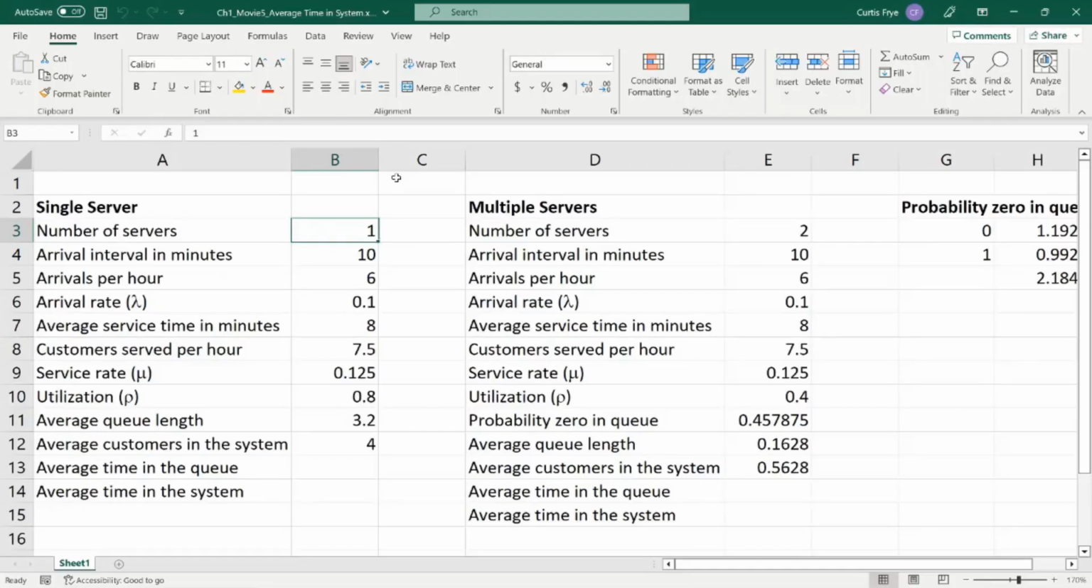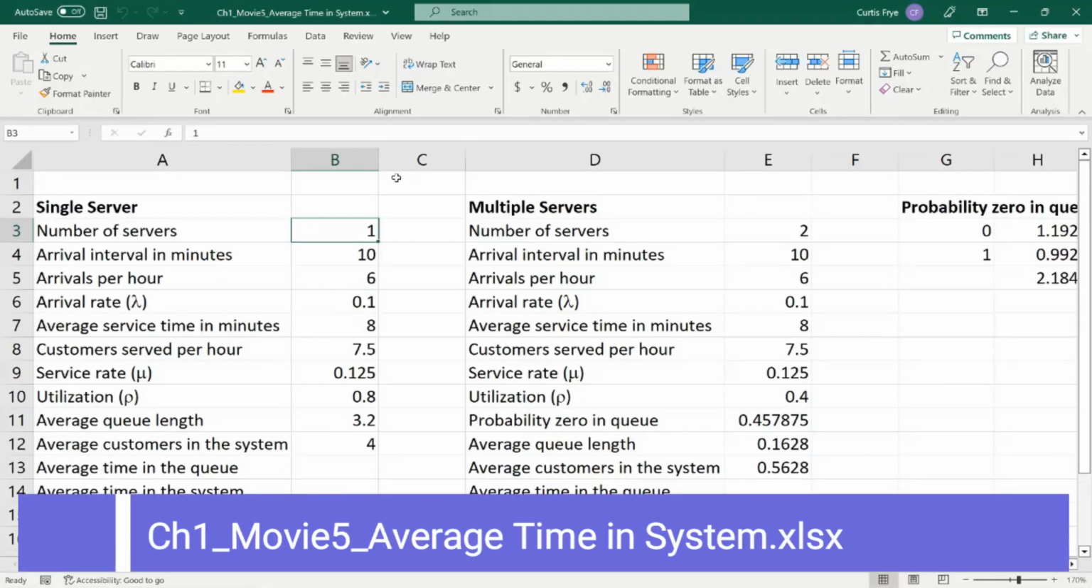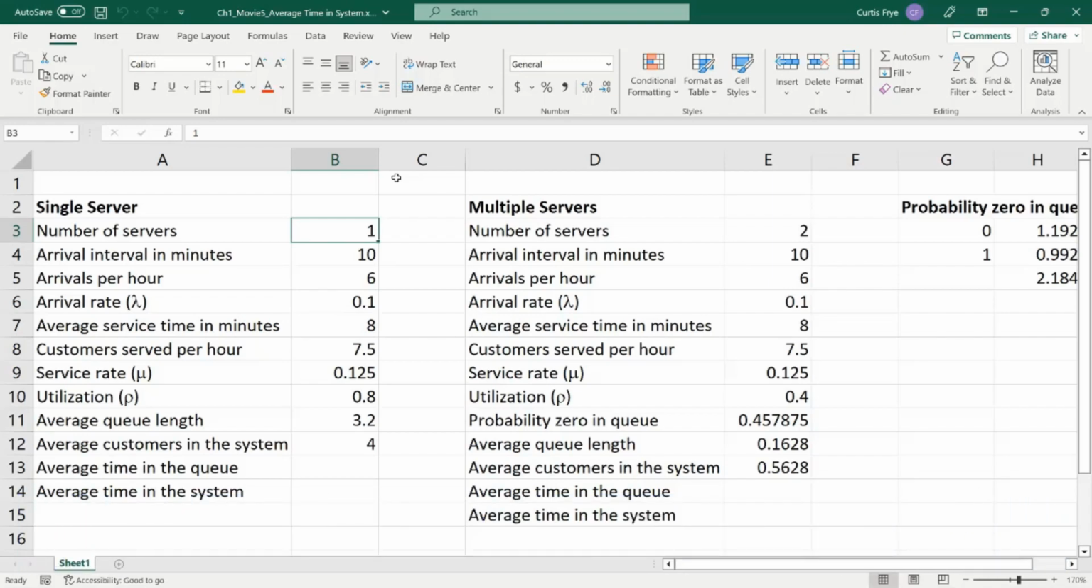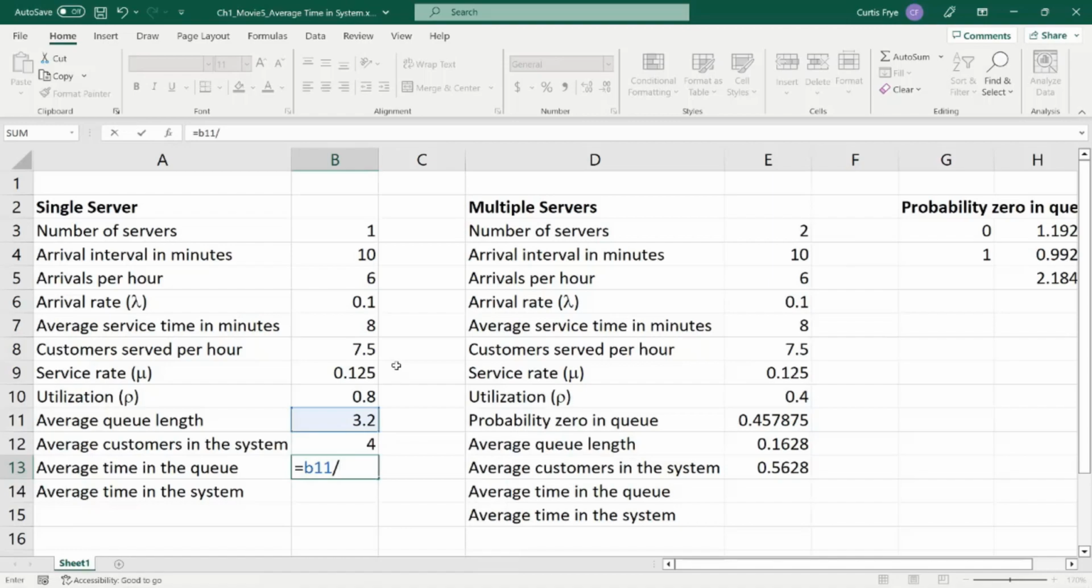I've moved to Excel, and here I have the sample file Chapter 1, Movie 5, Average Time in System. And again, to get to that, we need to calculate the average time in the queue and add that to the average service time. So for the single server case in B13, the average time in the queue, I'll type equal, and this will be B11, which is the average queue length, divided by B6, which is the arrival rate, and enter, and I get average time in the queue of 32.